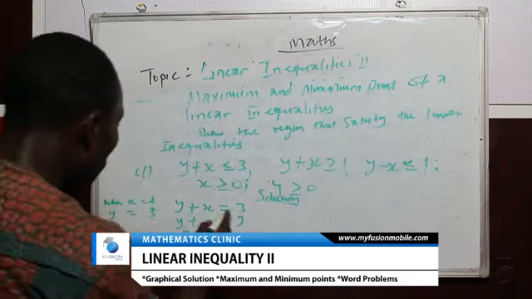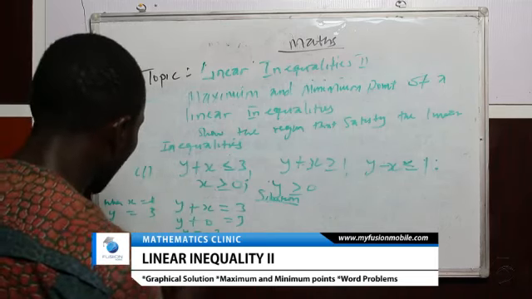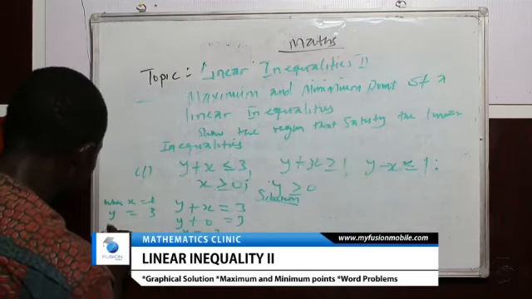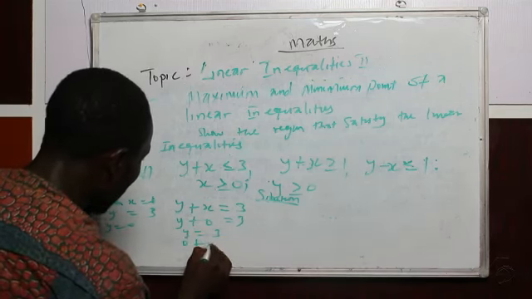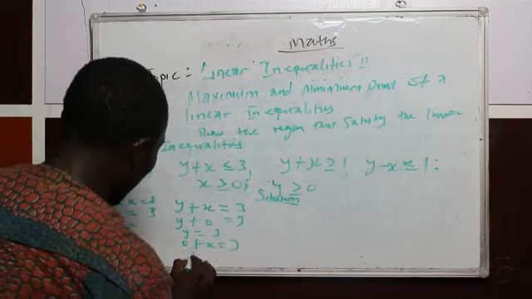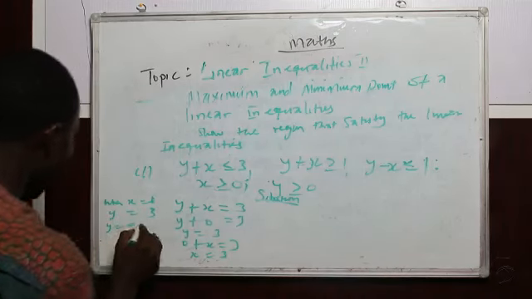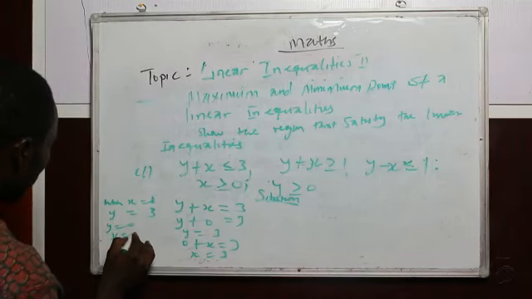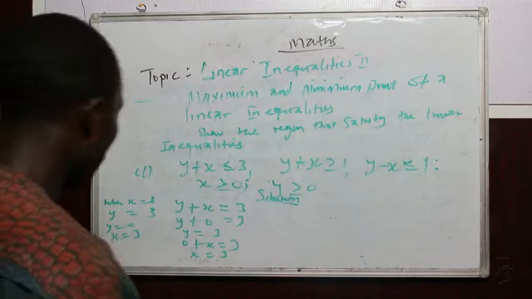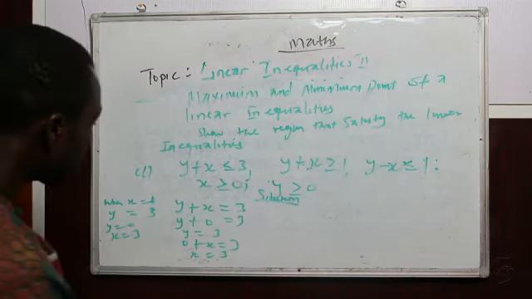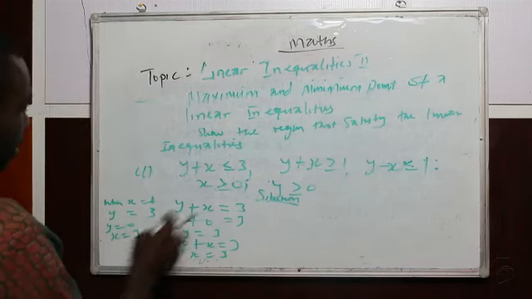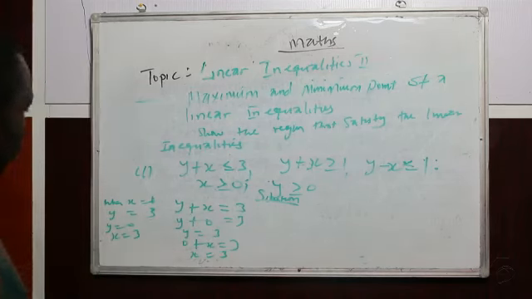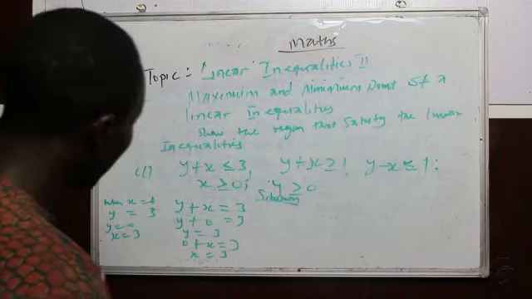Now, when y is equal to 0, what is our x? Is 0 plus x equal to 3? Therefore, x was equal to 3. Our x was equal to 3 when y equal to 0. The first thing is that when x was equal to 0, our y was equal to 3, and when y equal to 0 also, our x was equal to 3.